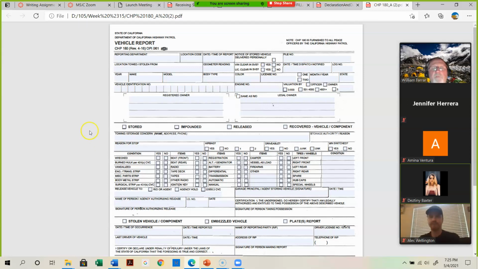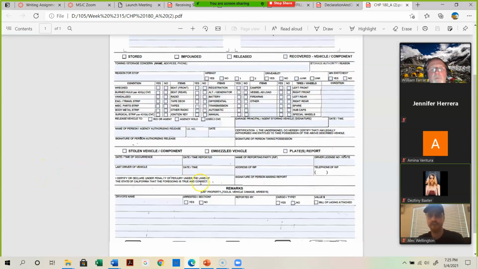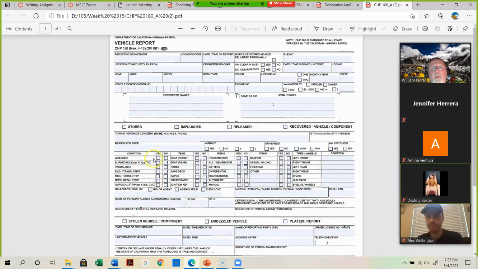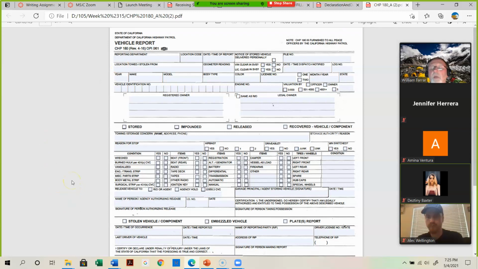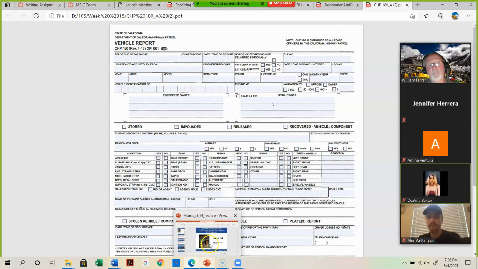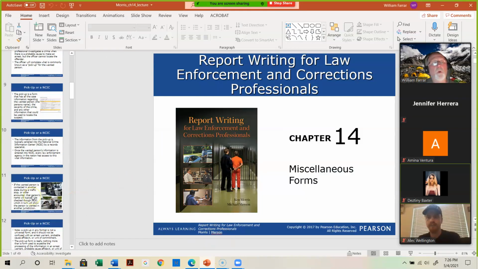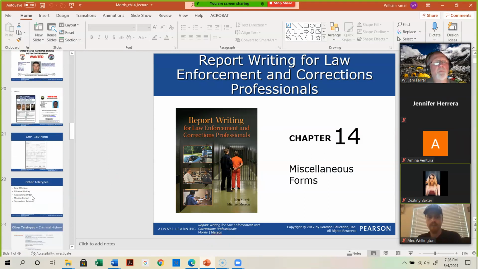So if you had a stolen vehicle to report, you would fill out all these little boxes and all the information, when it was stolen, etc. And the records person or dispatcher would take this report and they would enter it into NCIC as a stolen vehicle. And that way, if any officer ran the license plate, it would come back as a stolen car. So this is typically how these NCIC hits, if you will, work. All right, let me jump back in.